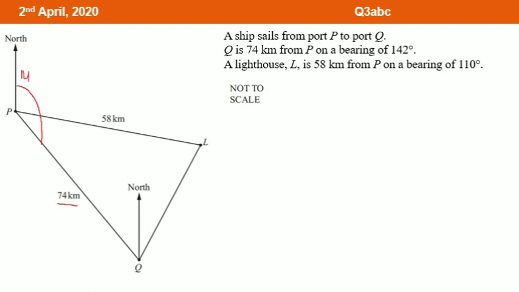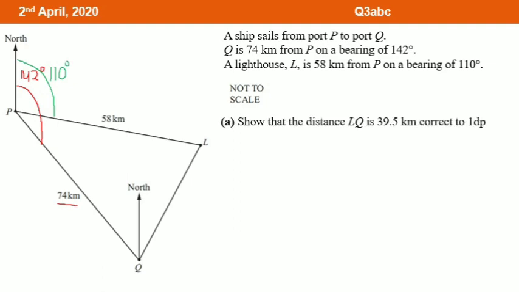degrees. And then for another sentence, a lighthouse L is 58 kilometers from P and on a bearing 110 degrees. So this is the bearing that connects P and also L. How many degrees? 110 degrees. Now continue to the question. Show that the distance LQ is 39.5 kilometers correct to one decimal place.